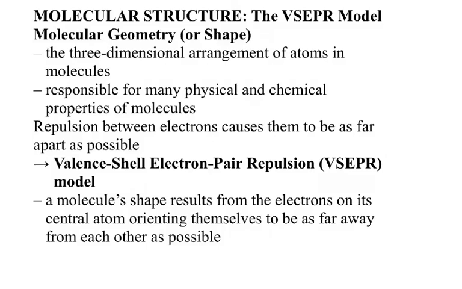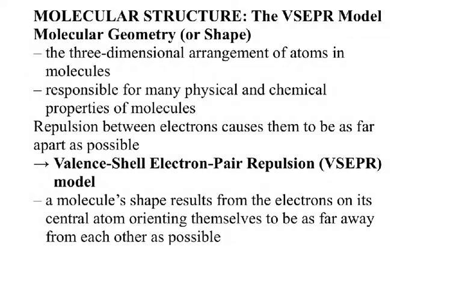Welcome everyone. Today we're going to be talking about what determines the actual three-dimensional shape of a molecule. The theory behind this is known as the VSEPR model, an acronym which stands for Valence Shell Electron Pair Repulsion Theory. What this does is predict the three-dimensional arrangement of atoms in a molecule. Now, the shape of a molecule is responsible for many physical and chemical properties that molecules have.